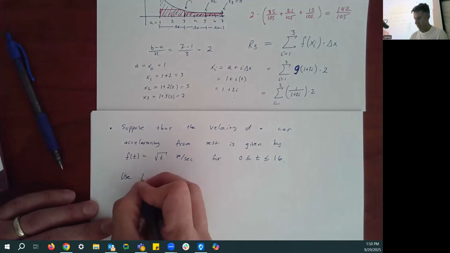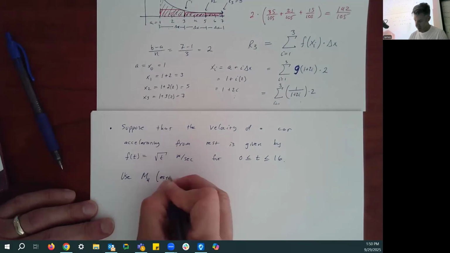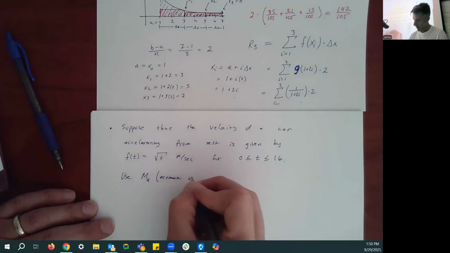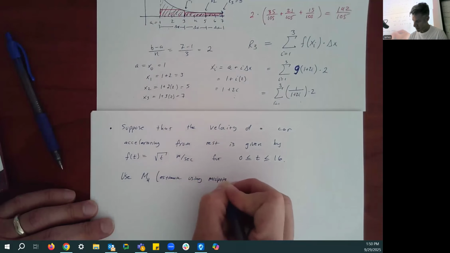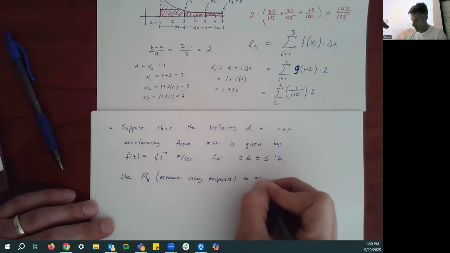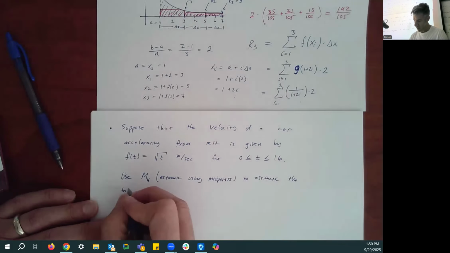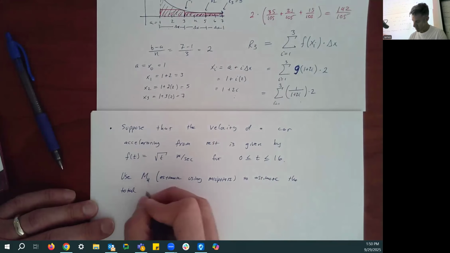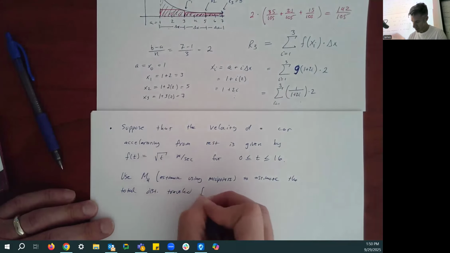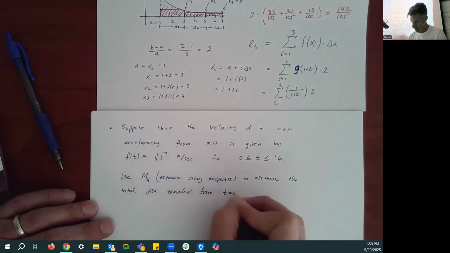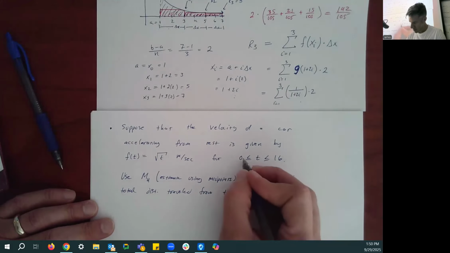Use M4, this is the estimate using midpoints instead of right or left endpoints, to estimate the total distance traveled over this time period, in seconds.